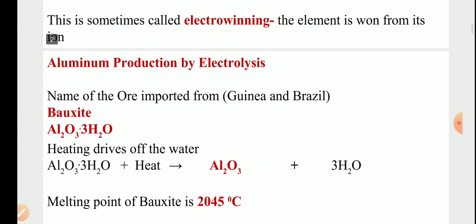Now, one can get metal. If you go to metallurgy, we know that the most important ore of aluminium is bauxite, that is Al2O3 and 3H2O.